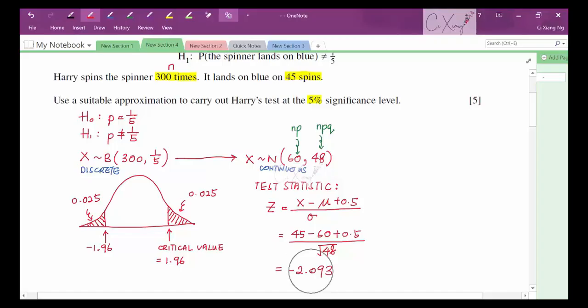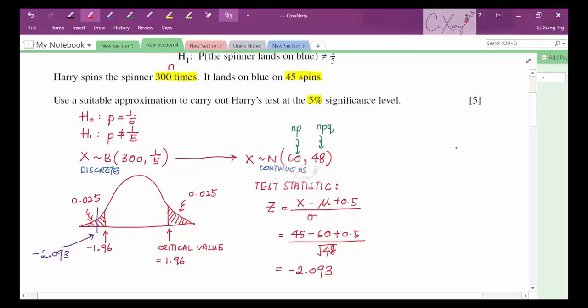So this is my exact value, or the test statistic value that I calculate from the sample, or from the information given. After that, I want to compare this test statistic with my critical value. If I put negative 2.093 into the diagram here, you will see that it is located at this part, which is smaller than negative 1.96. From here, you can observe that this value falls under the rejection region. So since it falls under the rejection region, we should reject the null hypothesis.